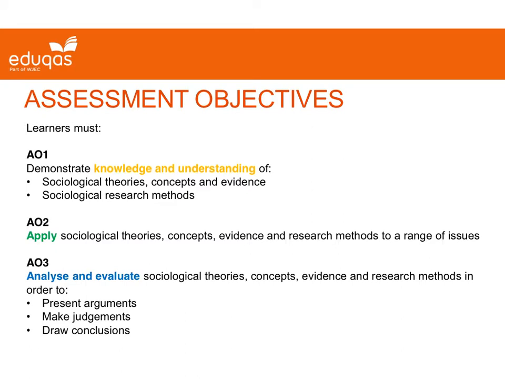So firstly, they're looking for knowledge and understanding, and in particular, they expect you to know about key sociological theories, key concepts, that's all the specialist jargon and terminology that you should have been learning regularly through Memrise and Brainscape, and also evidence, that's reference to studies, named sociologists, key examples. And you also need knowledge of the main ways in which sociologists do their research, their main research methods.